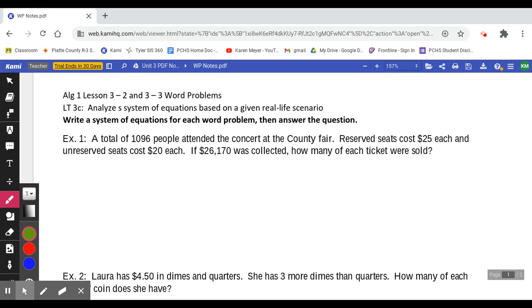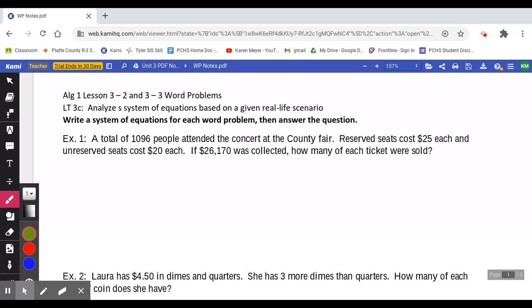In this video, we are going to talk about more word problems. But the good news is that we already know how to solve them once we have them set up, because we're just going to be using either substitution or elimination. So the big part that I'm focusing on in this lesson is setting up the word problems. So on our first example, it says we have a total of 1,096 people going to this concert.